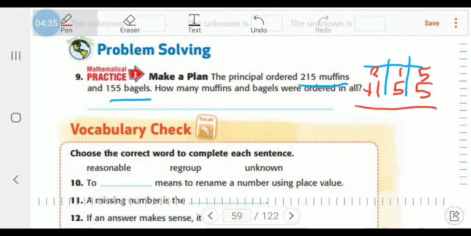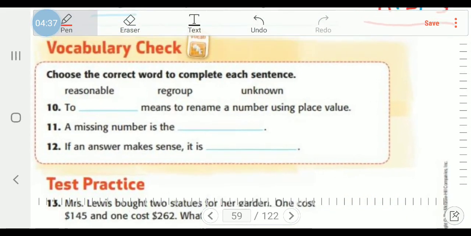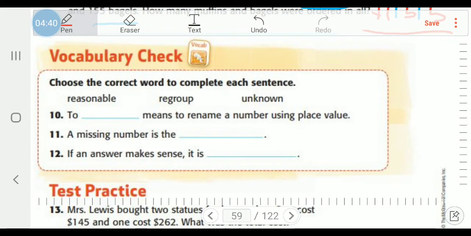All right, vocabulary check. Now, because this is math that's from a different book than the one we use in class, we haven't gone over specifically these vocabulary words per se. Regroup, this is one that we've talked about in class. Reasonable, I've talked about in class and on the video. In our class, though, we didn't really go over the word unknown. We've talked about variables, and variables and unknowns are the same thing. We need to decide which word correctly fits in which definition.